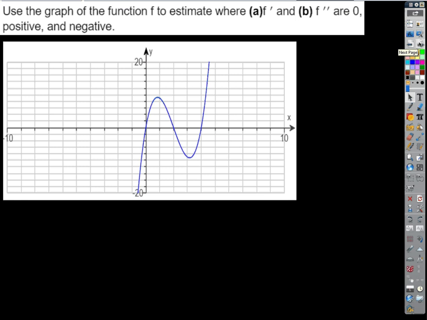So this is a graph of f, not f prime. So where is f prime 0, positive, and negative? So we're looking at the first derivative. And let's just assume, well, so where is it positive and negative and 0?